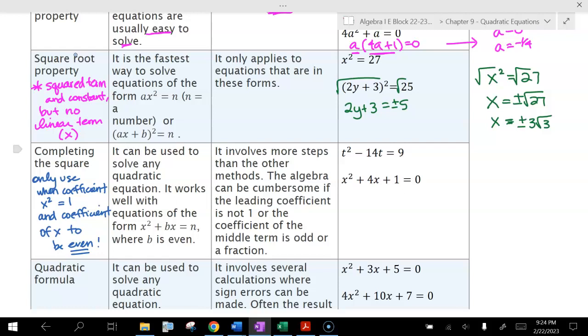If you look at this particular example, if we were going to complete the square, we would have to take that 14 and divide it by 2, which would give us 7, and then we would square that and add that to both sides of the equation.